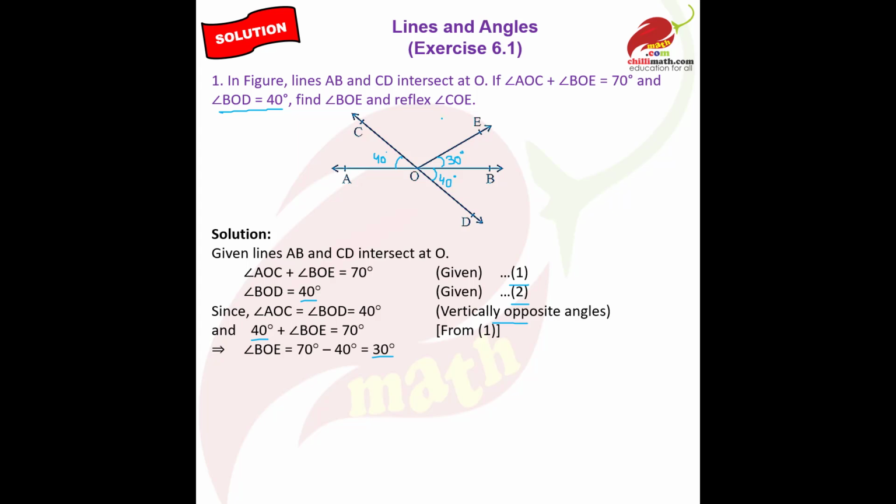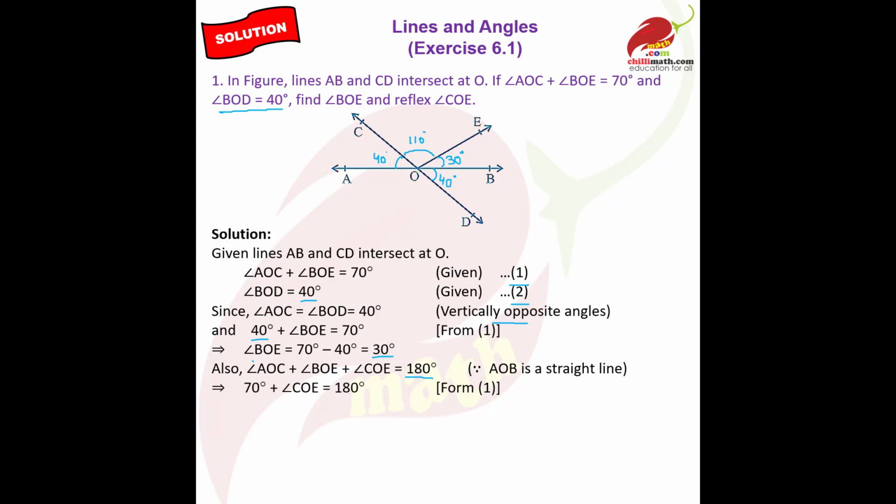Then we have to find reflex angle of COE. As we know, the sum of angles on a line is equal to 180. That is angle AOC plus angle COE plus angle BOE equal to 180. So their sum 40 plus 30, 70. Then this will be 110 degree.